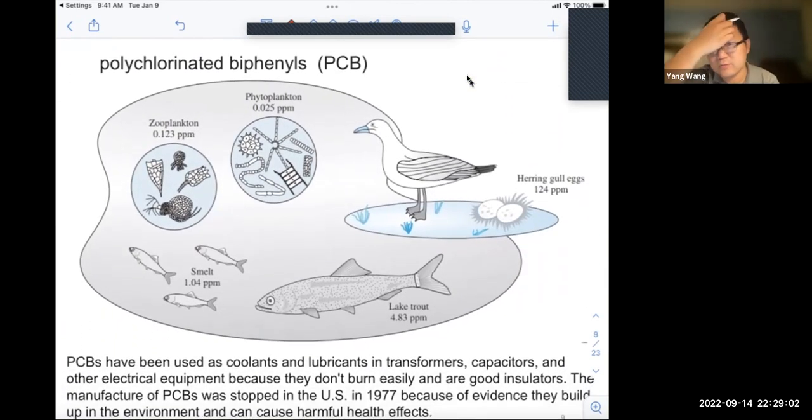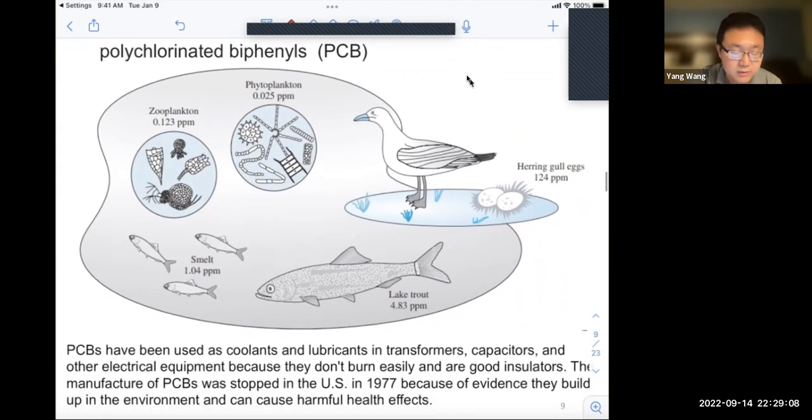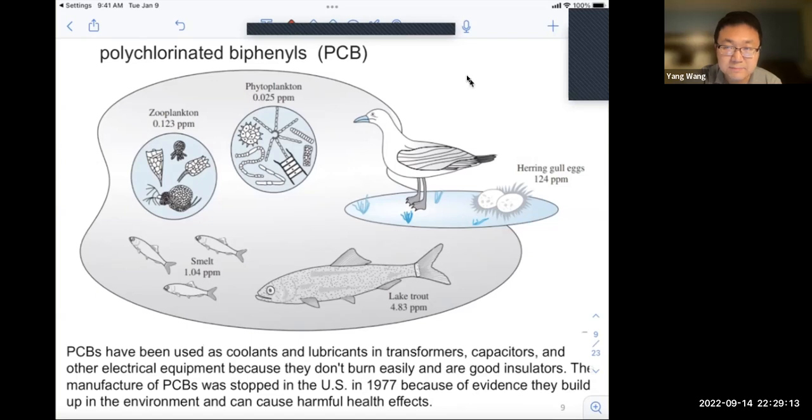I think some of you also studied this chemical in your essay for the first homework, right? So the polychlorinated biphenyls are also known as PCBs. For example, they have a relatively low concentration in the ocean, and phytoplankton can pick up these PCBs into their body. And these phytoplankton can be consumed by the zooplankton.